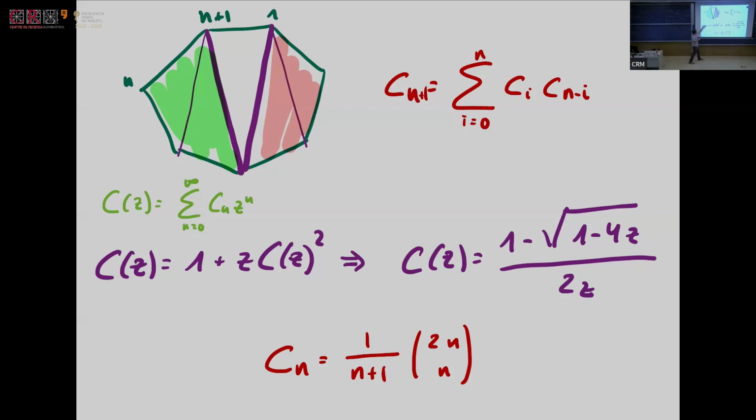This is a formal power series where the coefficient of z to the n is the nth Catalan number. And this recursive formula translates into an equation for the generating function, which you can solve. And you get this nice formula, which is one of the formulas handwritten on the wall of the CRM. And now you can go check if this one is the one that has the mistake or not.